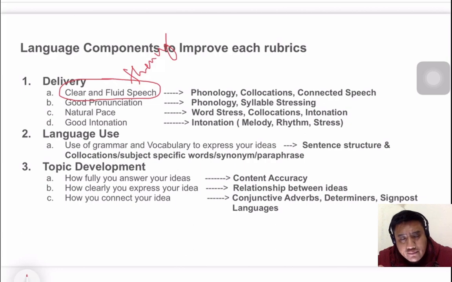To improve your fluency and your clarity, you need to concentrate on phonology. Now, phonology is the study of sounds in English, right? So when you are speaking, you're producing sound, right? And letters and sounds in English are totally different. So you need to have an understanding of how words and letters all sound in English so that you can improve your pronunciation.